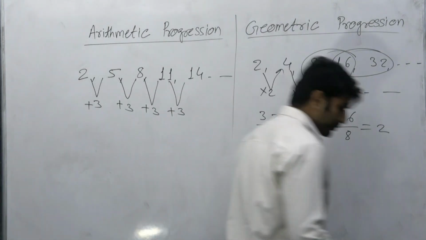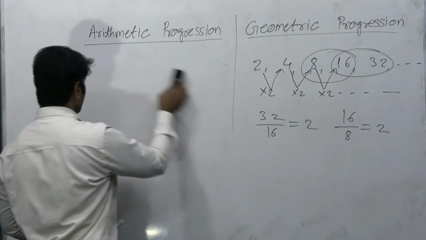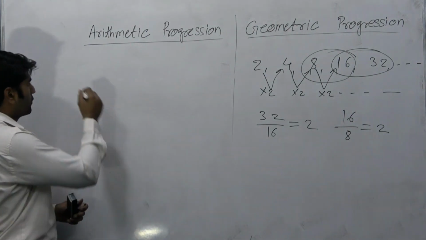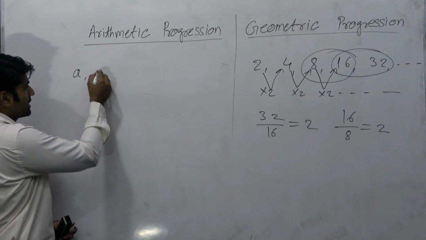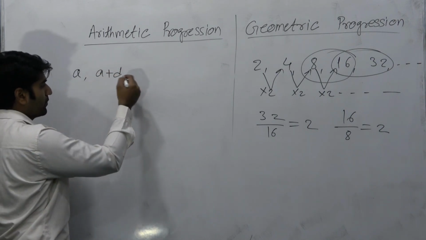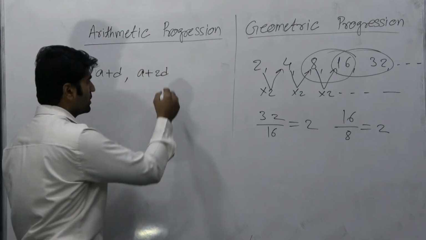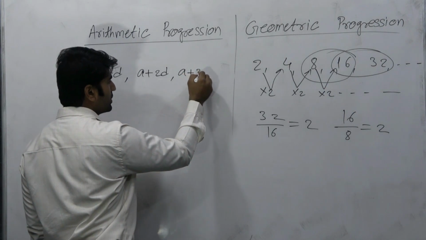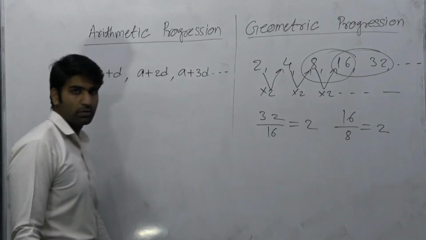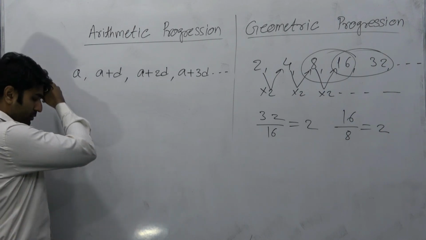Okay, so we denote this series. Suppose the first term of the series is a, then the second term will be a plus d, the difference. We added the difference. The third term will be a plus 2d, 2 times the difference. Then the next term will be a plus 3d and so on. Okay, so remember a means first term.